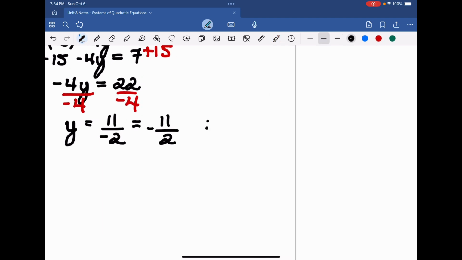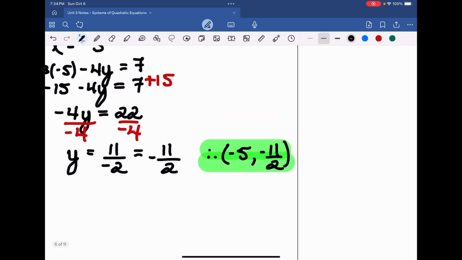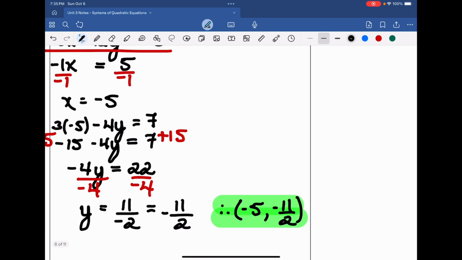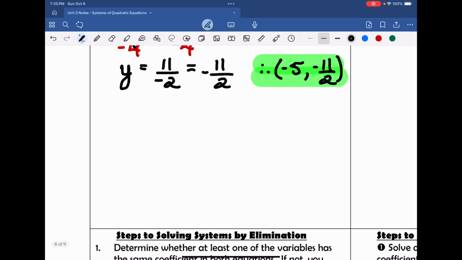So our solution that we supposedly get is going to be equal to -5 and -11/2. Now, we would highlight this, of course, because we want to hold on to this value. We think that this is the solution that satisfies both equations. To verify it, I'm just going to scroll up and look at both equations. 3x minus 4y equals 7. I'm going to plug in the values right away, our verify. So I'm just going to write it here.